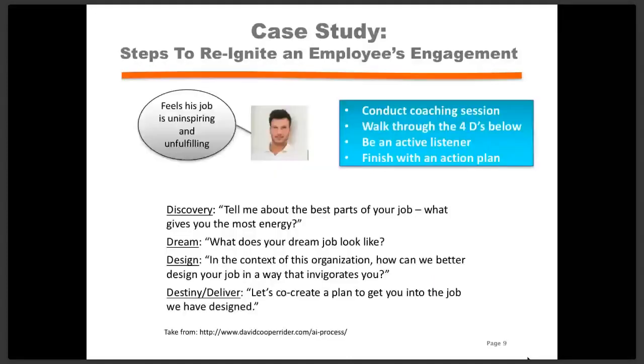His job is uninspiring and unfulfilling. So what can happen here? What would we recommend if you happen to be this employee's boss or even their friend? You can help them out. If you're going to conduct a coaching session with them, you can walk them through what we call the 4 Ds. That would be discovery, dream, design, and destiny or delivery. Those 4 Ds were developed by David Cooperrider, and this is the appreciative inquiry process.